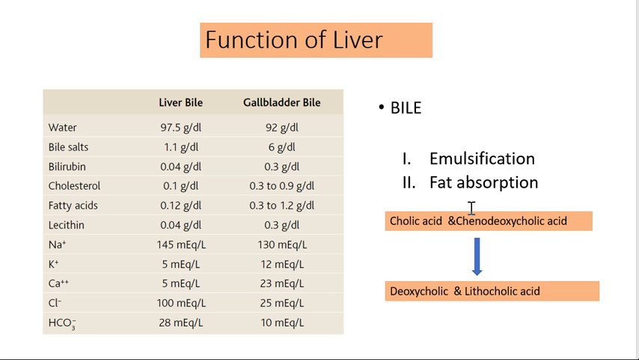So these cholic acids and chenodeoxycholic acids are primary bile salts, bile acids. These primary bile acids are converted in the intestine by bacteria into secondary bile acids. These are easy for absorption. They can easily cross the intestine. These are called conjugated bile acids, which can cross easily through the intestine.